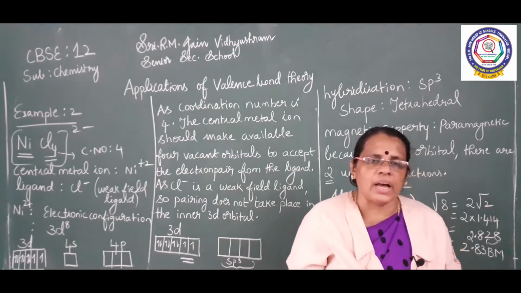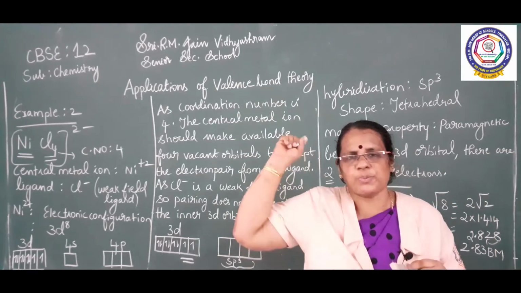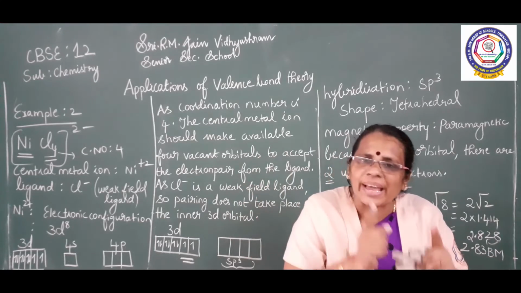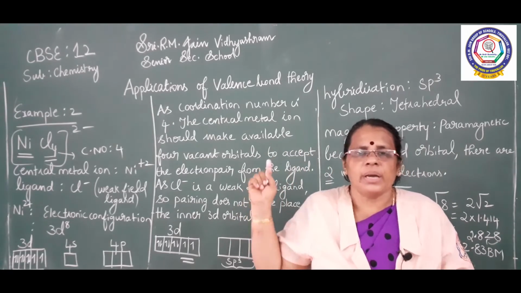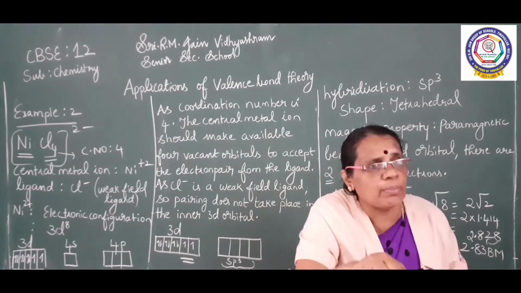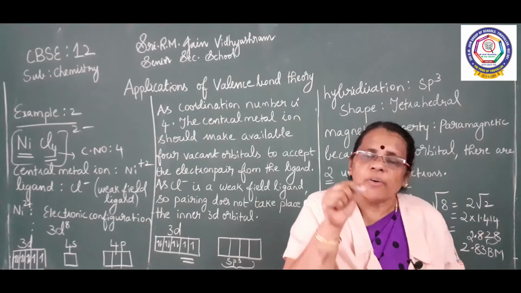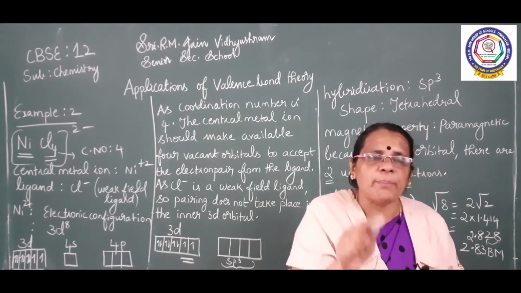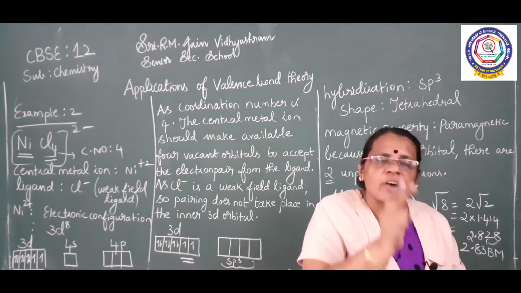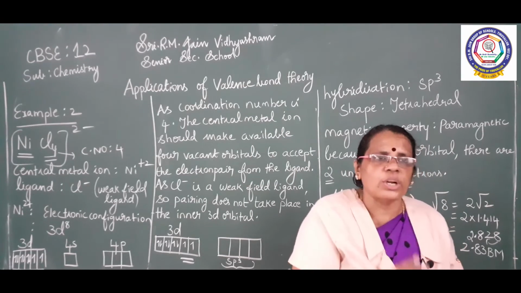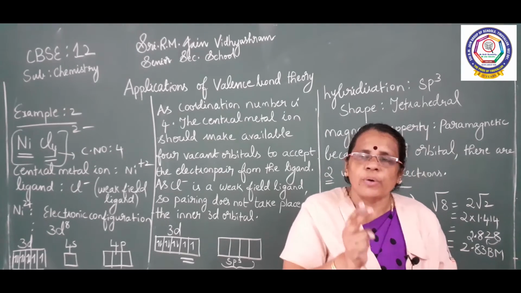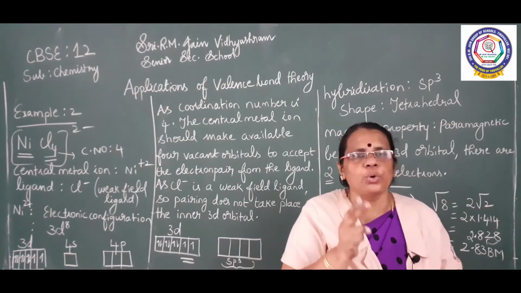So we have discussed the hybridization, sp3. We have discussed the shape, tetrahedral. And for the magnetic property, it is paramagnetic because 2 unpaired electrons were there, so I was able to find out the magnetic moment mu. How will you find out mu? Root of n into n plus 2. What is n here? 2. Substitute 2 in the formula: root of 2 into 2 plus 2, which is root of 4 into 2, root 8. Root 8 can be written as 2 root 2. What is the value of root 2?